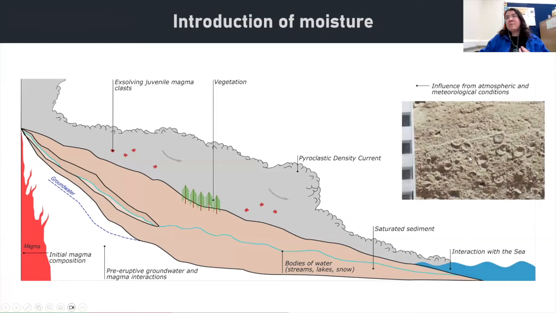And we see evidence of this in pyroclastic deposits through what we call accretionary lapilli. So these aggregates are ash aggregates, and they can form in the presence of moisture.